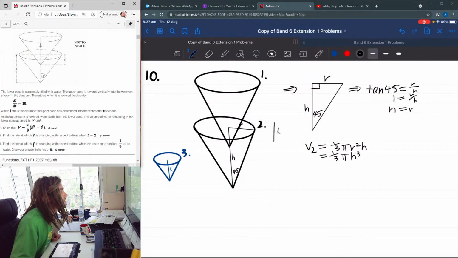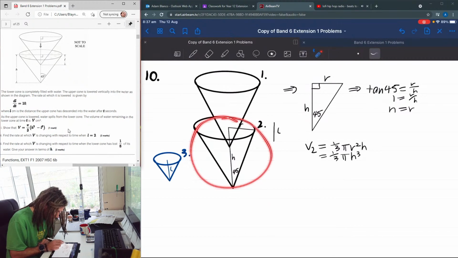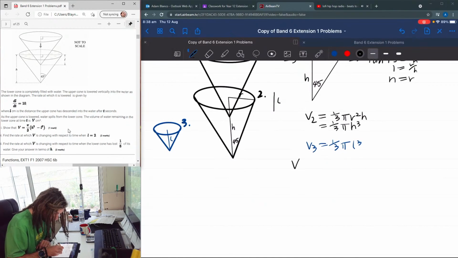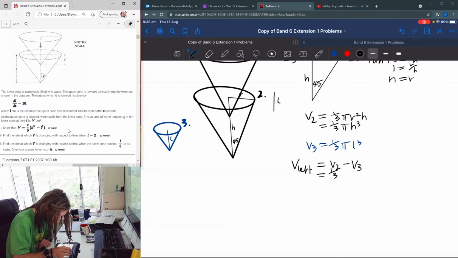The L cubed: I'm trying to find the volume of the water remaining in the lower cone. So it's going to be this cone minus this cone. V3 is going to be the same, using the same argument. If that's H and that's L, then this one's just going to be the same equation as this, just with an L in it. So L cubed. So then the volume left is going to be V2 minus V3, which is exactly what I want, isn't it? So pi on 3 h cubed minus pi on 3 L cubed, which equals pi on 3 times (h cubed minus L cubed).